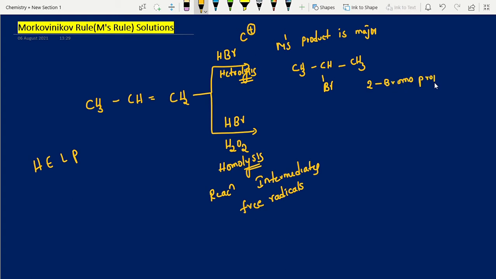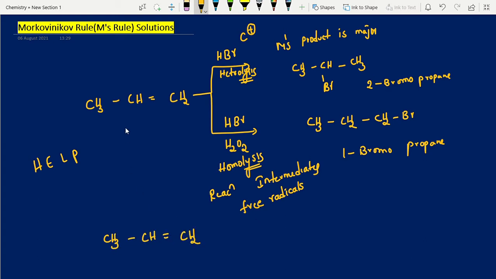Now the next one. Here the presence of peroxide means it follows homolysis. It gives free radicals as the reaction intermediate. So now what is the major product? Opposite, no? That minor product is here the major. So this is 1-bromopropane. In the case of HBr, we can differentiate the two products, absence of peroxide and presence of peroxide. But look into the next question. The substrate is the same, propene.